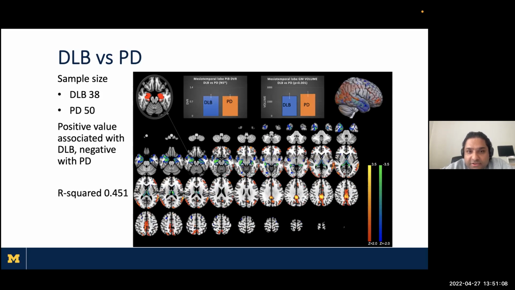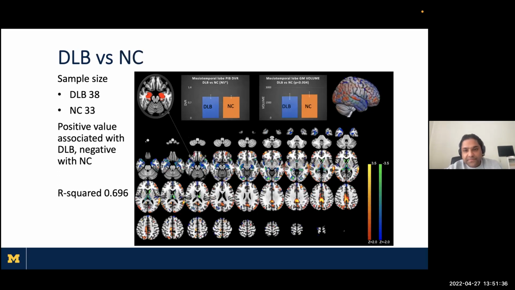At least in this one, what we can see is that we cannot separate DLB versus PD just by looking at the mean distribution ratio on the major temporal lobe, because it's pretty similar. Whereas for DLB versus PD, if we just look at the volume, DLB has much more atrophy compared to Parkinson's. And we can actually separate DLB versus PD in these two.